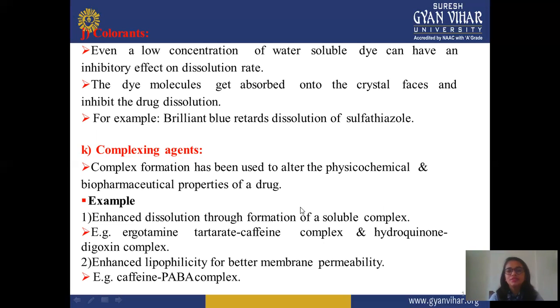In a complexing agent, you may select more than one excipient, but it should not affect the physical, chemical or biopharmaceutical properties of the drug. This complexing agent mainly affects the formulation, or is directly affected by pharmaceutical parameters, the viability or release mechanism. Enhanced dissolution through formation of a soluble complex, for example the glutamine tartaric caffeine complex. When you combine these two types of excipient, it forms a complex and it may show less solubility or less viability.